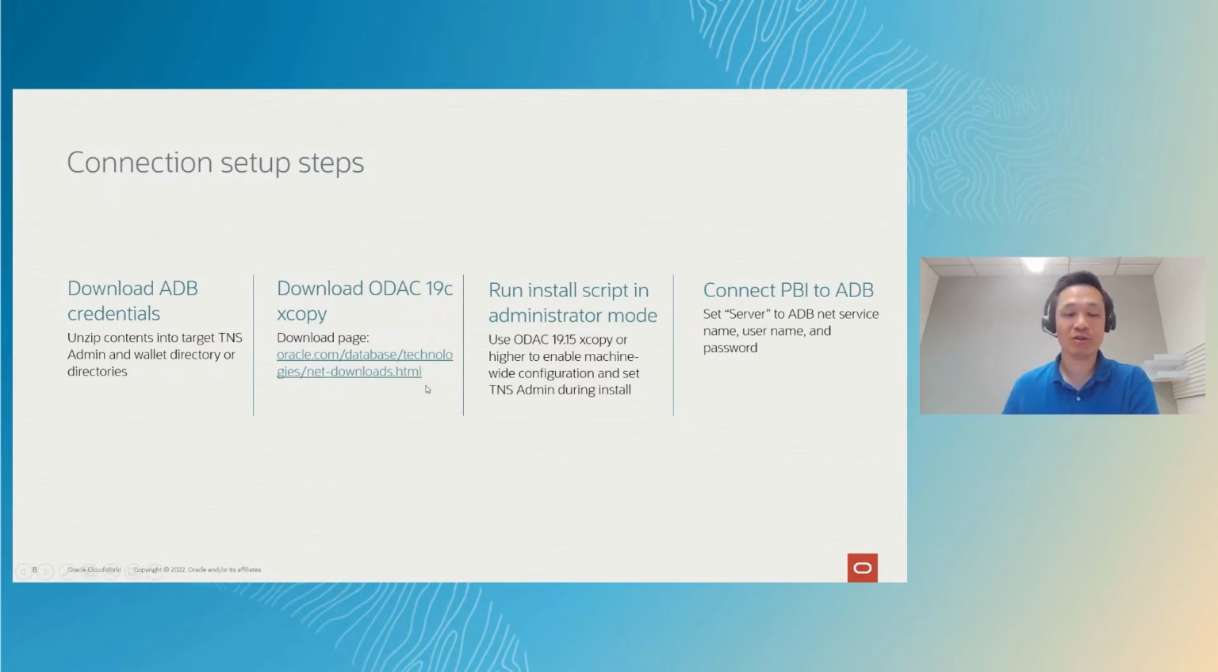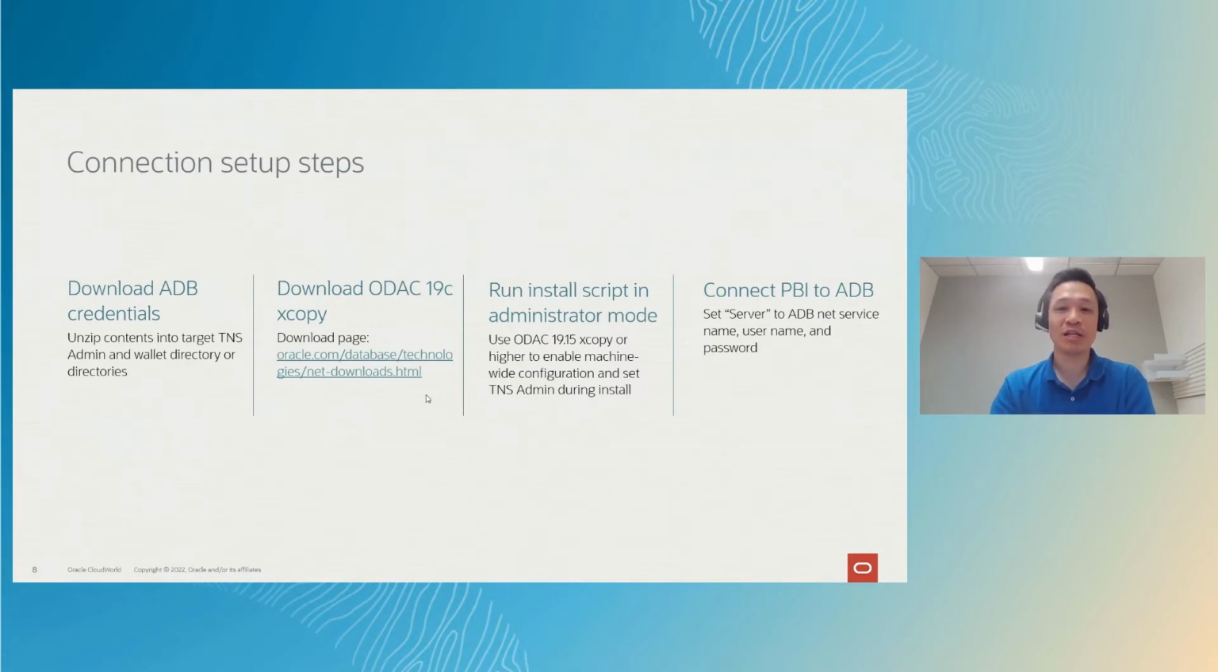So you just go to that download page in the link here, oracle.com/database-technologies, net-downloads.html. You find the link for ODAC 19c Xcopy, click that. Decide if you want 32 or 64-bit, and then download that. And it's a free download, so you don't have to worry about that in terms of licensing and such. And then when you download it, you'll unzip it, and then you'll run an install script in Windows Administrator mode to then install both unmanaged ODP.NET as well as configure it so that it'll work with Power BI.